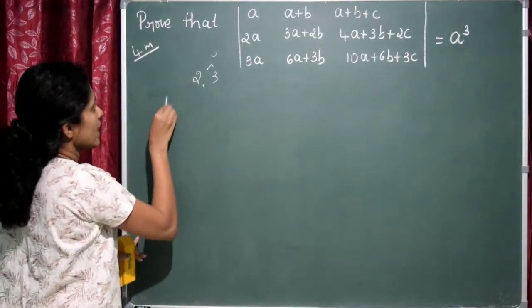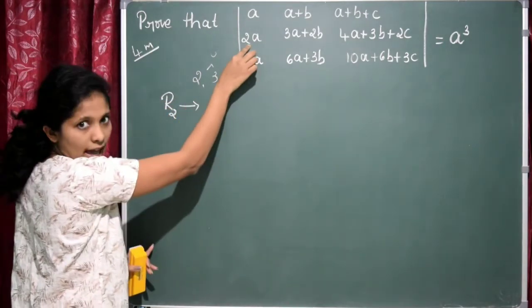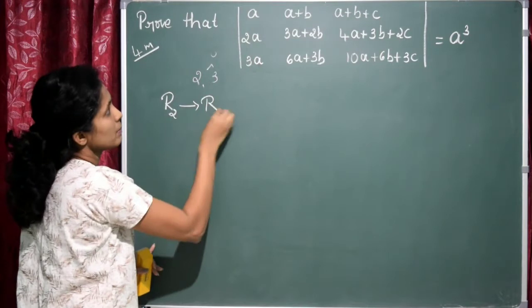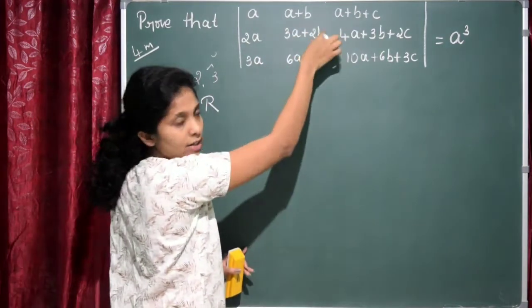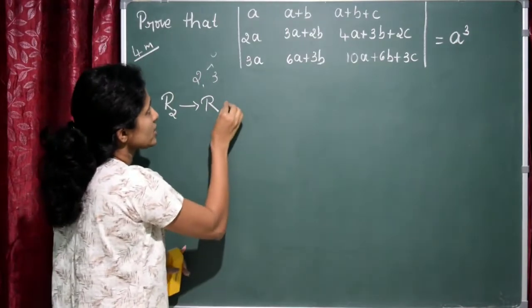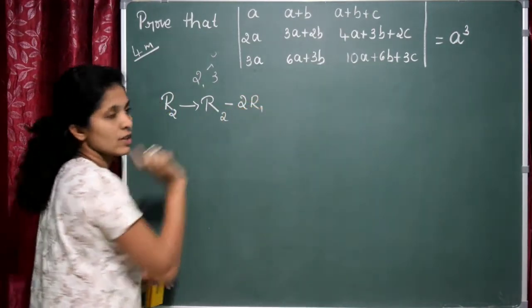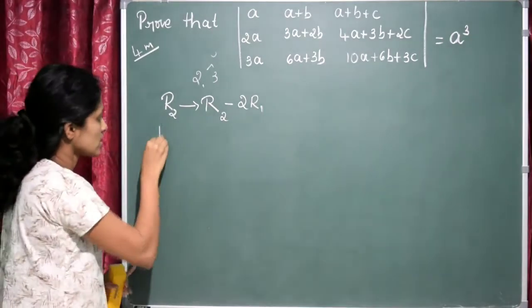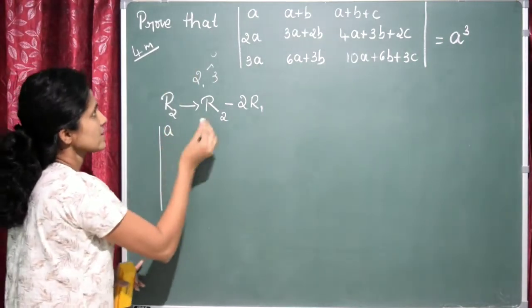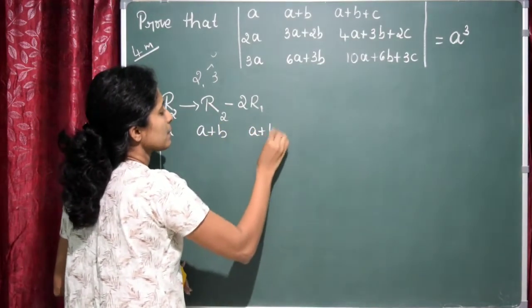Now, as I told you, I will make this as 0. Making this 0 with R2 will be difficult, right? So I will go with the 2a and 3a. So R2 changes to R2 minus 2 into R1. Is it clear? Now we are changing only R2. So now the first entry will be as it is, a plus b, and this is a plus b plus c.